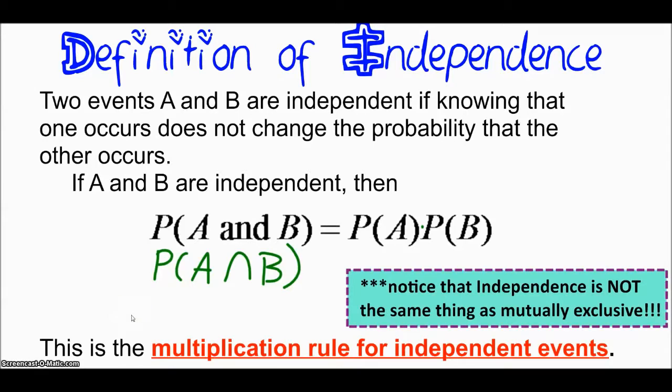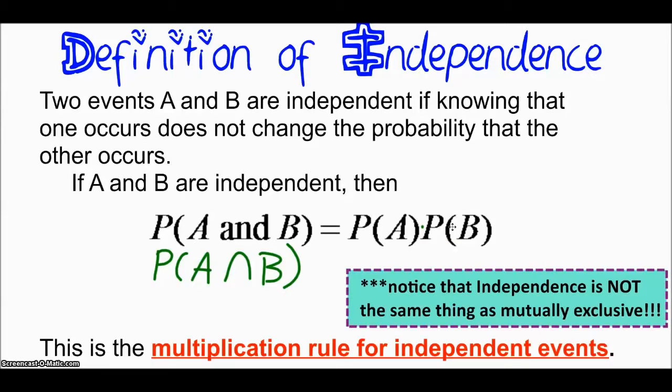Before we get started, you need to be aware of the definition of independence. If two events are occurring, the probability of one event occurring does not affect the probability of the second event occurring. So we actually can figure it out mathematically. We know that if A and B are independent, then the probability of A intersection B must be equal to the probability of A times the probability of B.